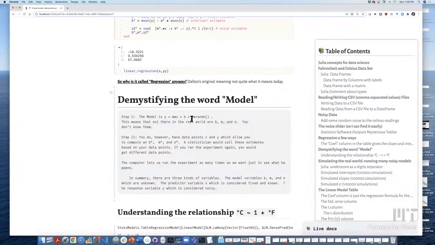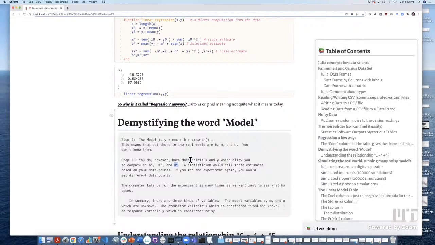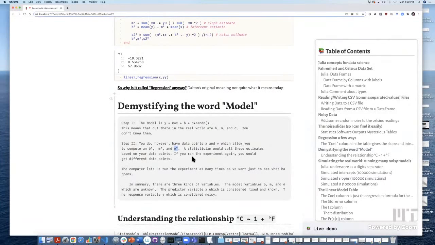Okay, so you've got this model, and then you go out there and you get some data. So we have data points in a vector X and a Y. And from that data, we don't calculate the true B, as you saw, but we will get an estimate for the intercept and an estimate for the slope. In the code I showed you just before, you also have an estimate for sigma that comes out. So it's an estimate, and if you ran this many, many times, you would get different estimates. A statistician would say that these are estimates based on your data points. If you ran the experiment again, you'd get different data points. I'd like to do this in Julia. I'd like to run this many, many times so we could actually see how good these estimates are. That's what we're about to do.